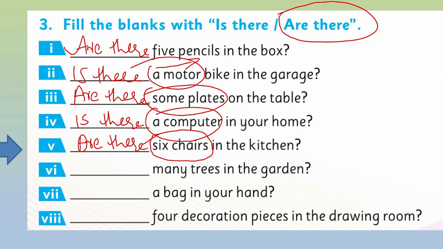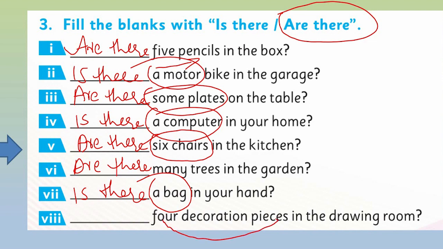Okay, the sixth one, many trees in the garden. Yes, we have many trees, many items. So we will choose are there. The seventh one, a bag in your hand. Yes, one singular item, a bag. We will write is there. 4 decoration pieces. Here it's about the 4 pieces of decoration in the drawing room. Yes, 4 pieces we have. We will choose are there.